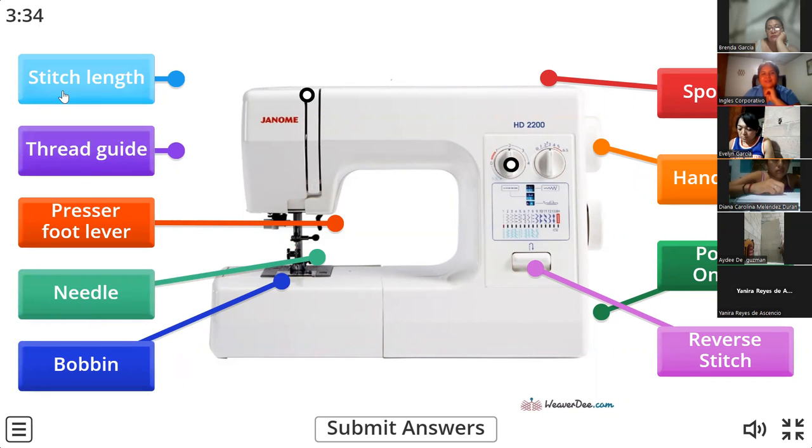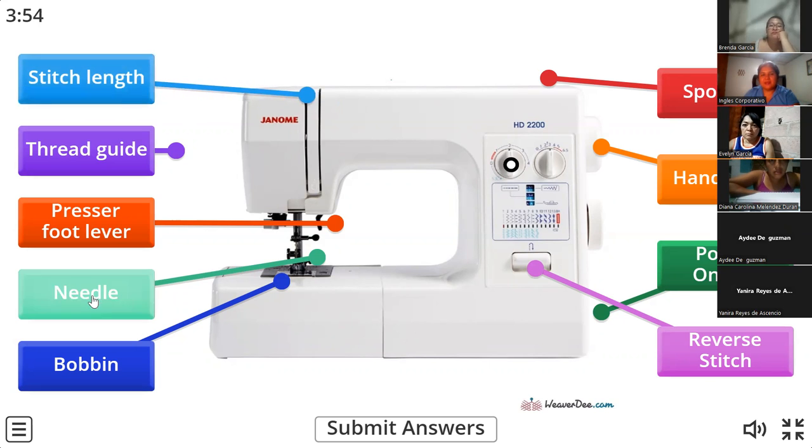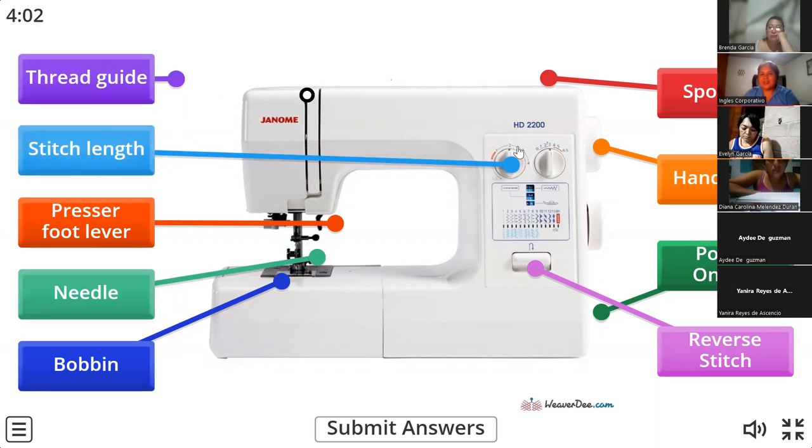And the stitch length? Stitch length. ¿Qué dijimos que era stitch? El largo de puntada. Oh no, I'm sorry. It's here. This is the stitch. Aquí le podemos cambiar la puntada. Right? And the thread guide will be here. Es donde está otra aguja. Es el tirahilo. Okay, that is the basic part of the machine.